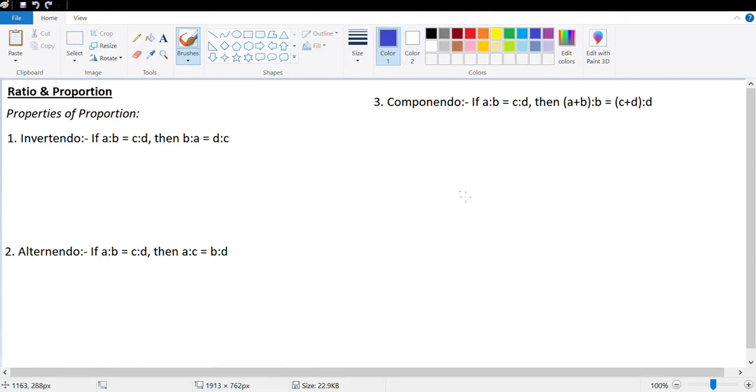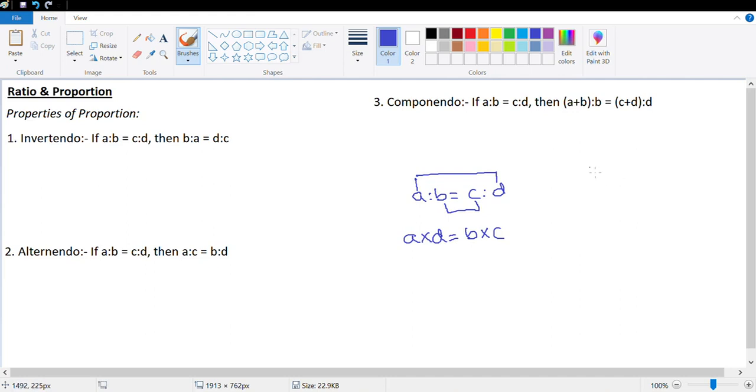We talked about four non-zero numbers being in proportion, which is A is to B is equal to C is to D, which means A and D were the extremes, B and C were the means. And we had A into D is equal to B into C.